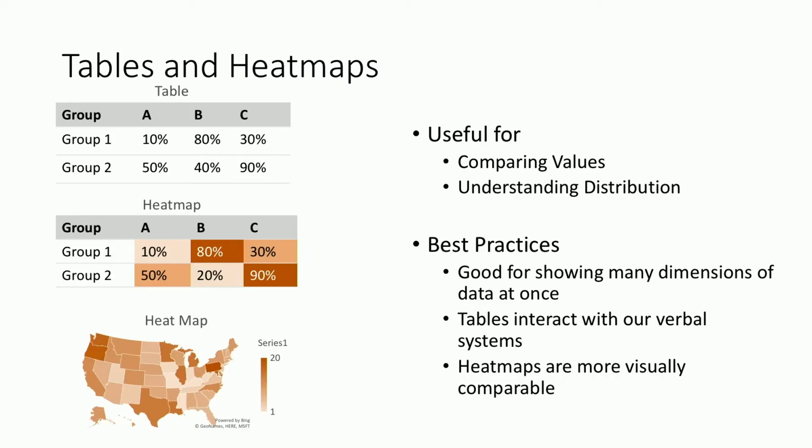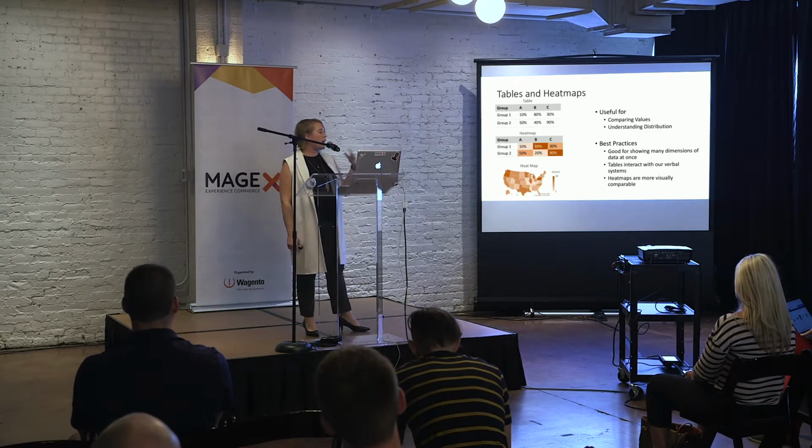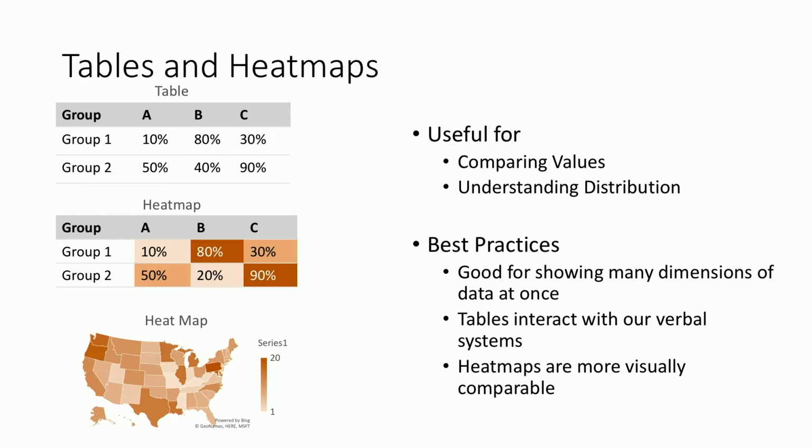Tables and heat maps. So tables interact with a kind of different part of our brain. They are more of our linguistic system. So we actually read tables rather than taking them in visually. So you don't really want to use a table in a presentation, but they can be great for showing a lot of information, a lot of depth. Heat maps are a little different. They are a bit more visual, so you can pick out the highs and lows really well with those. And these can be great for just putting a lot of data on there and understanding sort of the distribution of that data.